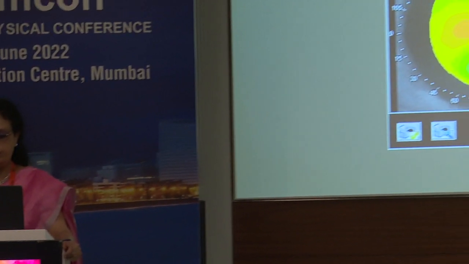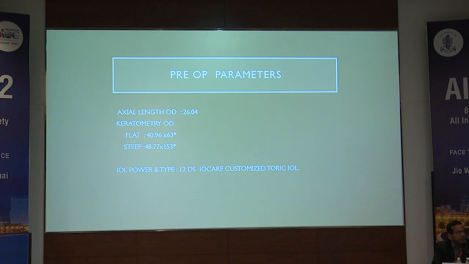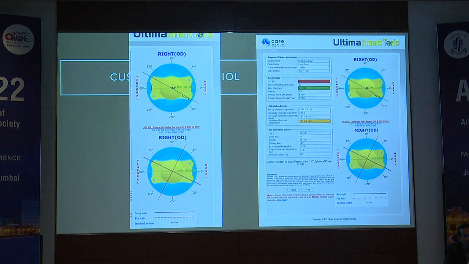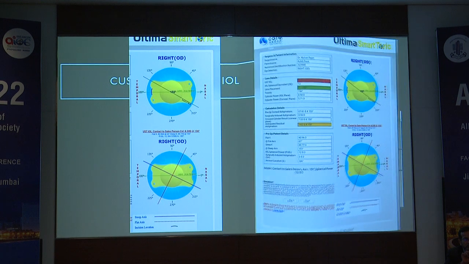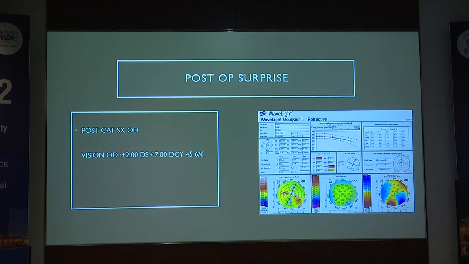Today I'll go through my presentation very quickly. Coming back, this patient has a PMD and a spectacle cylinder of 4.5, but 6.7 on the Pentacam, and the topography shows a cylinder of 7.7. The axial length and the flat and steep K were calculated. We ordered a customized lens from one of the Indian companies so that we could cover the 7 diopters of astigmatism. Post-operatively, she had a -7 cylinder.